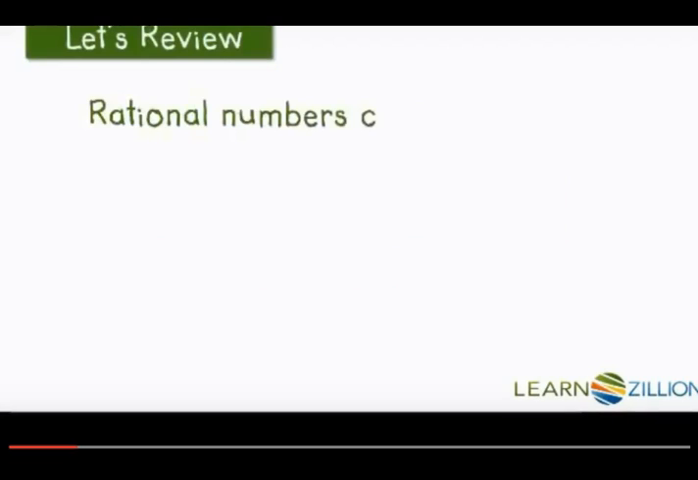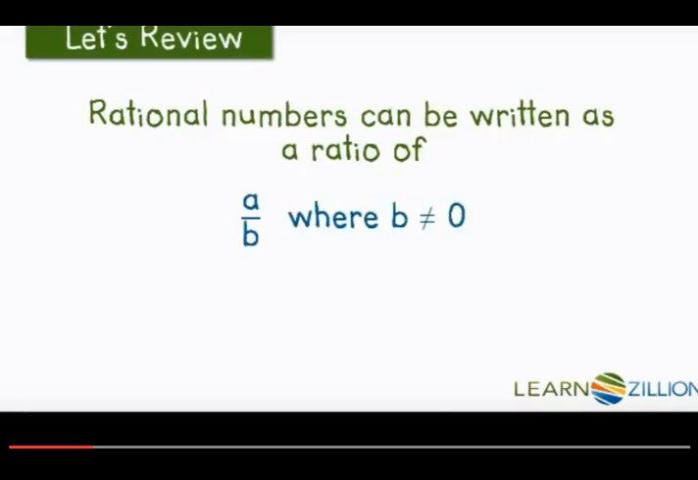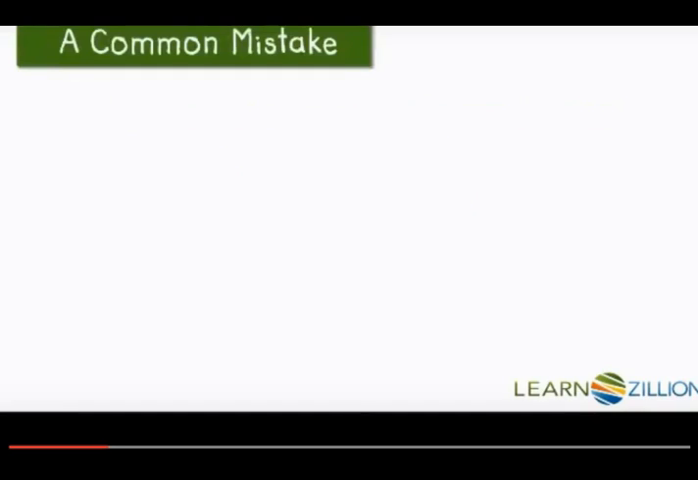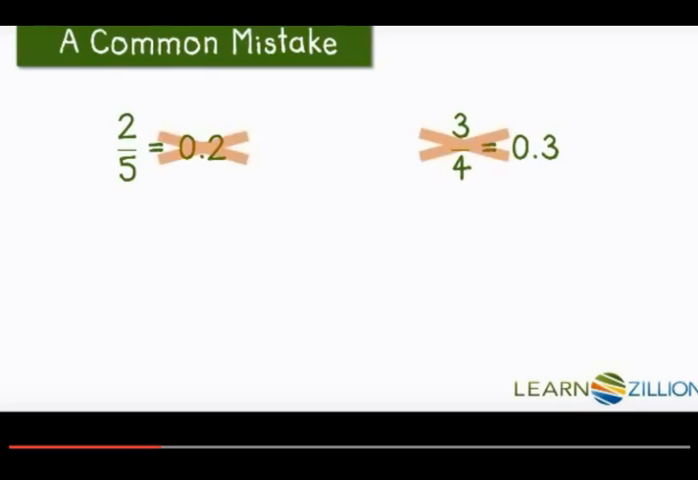Let's review. Rational numbers can be written as a ratio or as a fraction, for example, A over B, where B cannot equal 0. A common mistake is to just assume that our fraction is automatically going to be our decimal, like 2/5. A mistake would be to assume that the numerator 2 should be our decimal, and in 3/4, that the numerator 3 is automatically our decimal, and that's not correct. 2/5 is equal to 0.4, and 3/4 is equal to 0.75.